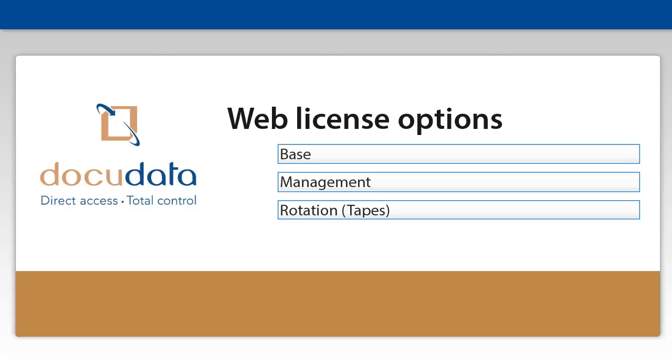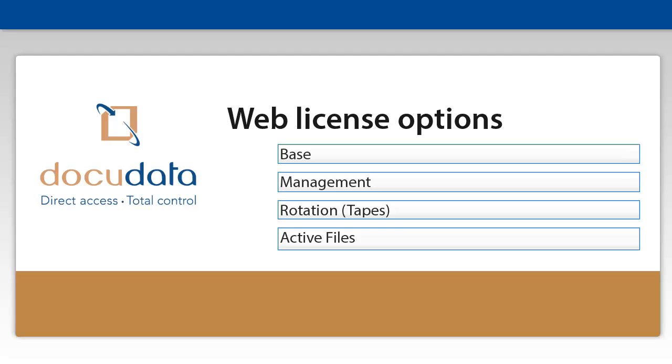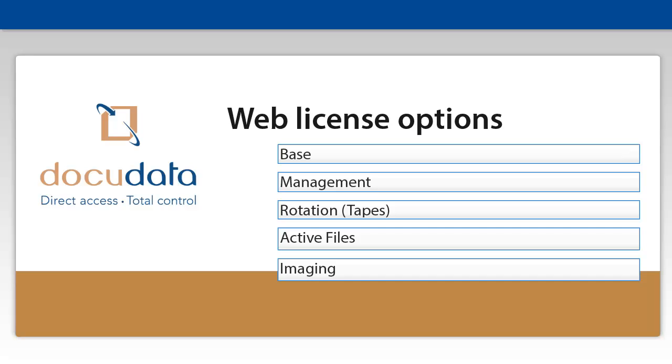The rotation option is useful for setting up tape rotations and for setting return dates when preparing tapes to send to the record center for backup storage. The Active Files option provides more extensive functionality for managing records while they are still in active use at your site. Imaging enables you to view images stored with your documents, upload new images, and use imaging on demand delivery types.